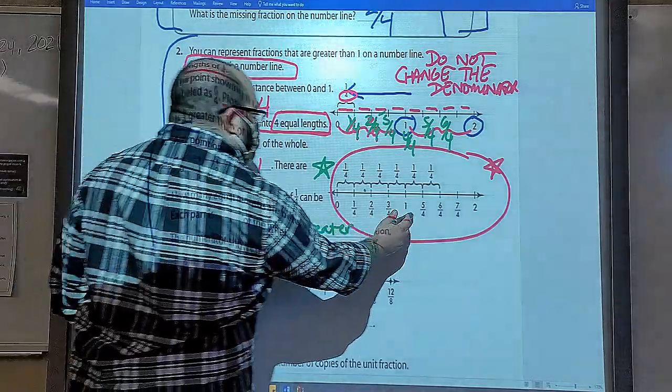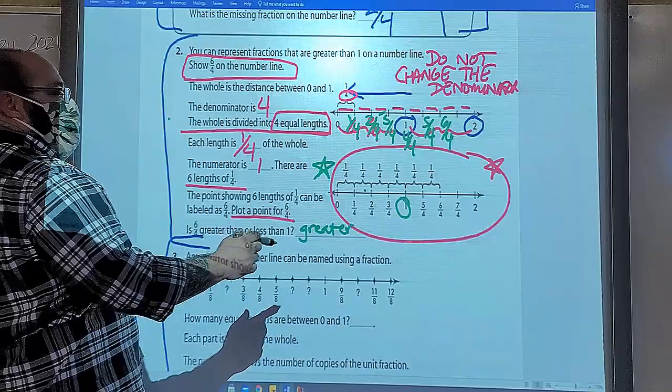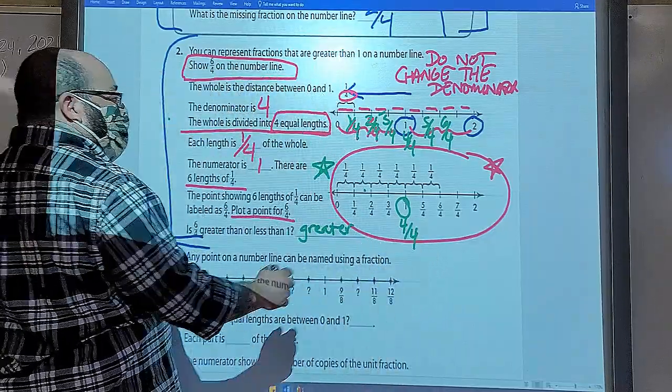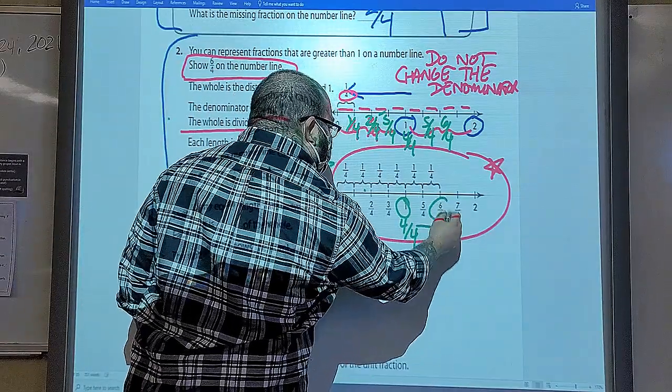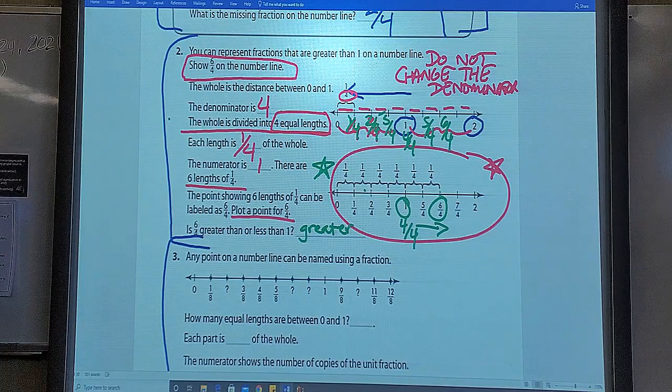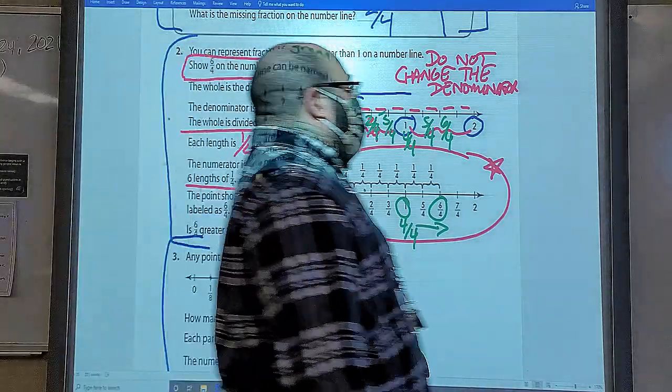Check it out. Here's the 1. And remember, the 1 is 4/4. So obviously, 6/4 is going to be greater than 4/4, right? So when the numerator is bigger, then you're looking at a number that's greater than 1. When the denominator, the small number, is greater, then you're looking at a smaller fraction. Just like we looked at on our morning work, okay? Let's look at this one down here.